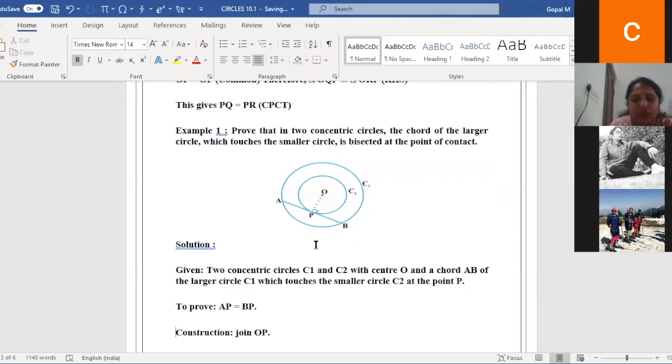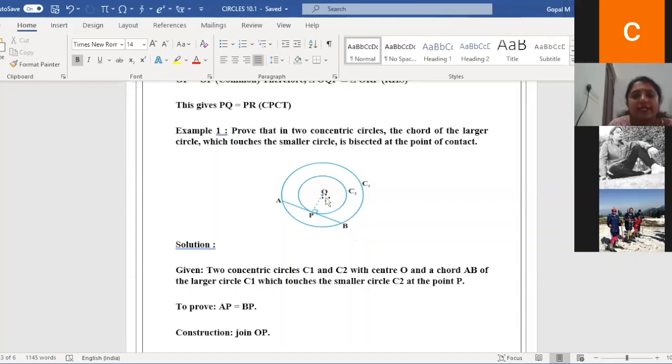P. So what do we need to prove here? Bisect. What do you mean by bisect? This P bisects this chord into two equal parts. Bisect means cutting this chord into two equal parts. So here we need to prove that AP is equal to PB. Any doubt, children?